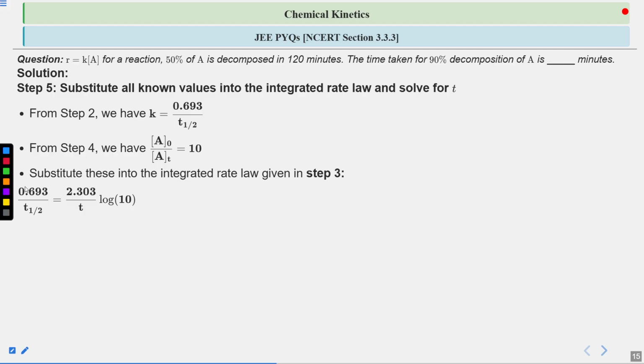So we know k is 0.693 by t half. It is equal to 2.303 by t. t is what we have to find out. Log of A naught by A t will become log of 10, because A naught by A t is 10. Now log 10 will become 1, because base and number are both the same. So the equation simplifies to 0.693 by t half equals 2.303 by t, since log 10 equals 1.